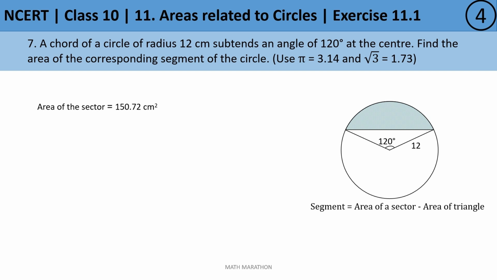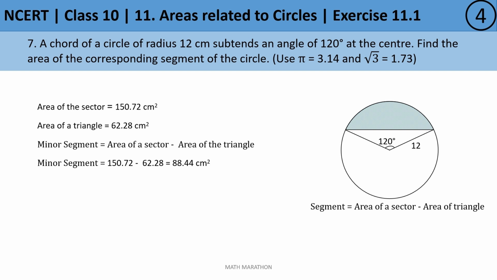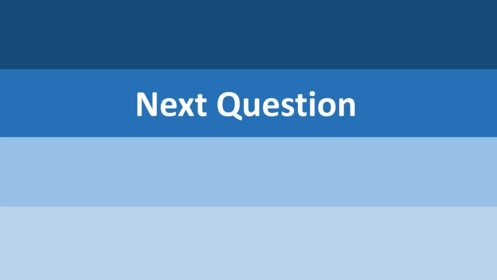Area of sector is 150.72 centimeter square. Area of triangle is 62.28 centimeter square. Minor segment is equal to area of sector minus area of triangle. Minor segment is equal to area of sector, which is 150.72 minus area of triangle, which is 62.28. Minor segment is equal to 88.44 centimeter square. Let us see next question.